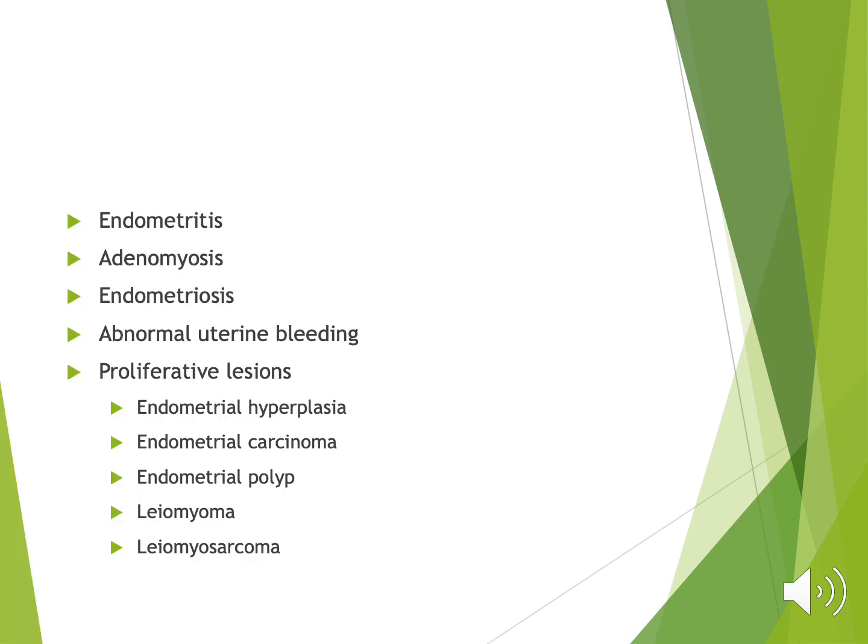Today we will be discussing these entities: endometritis, adenomyosis, endometriosis, abnormal uterine bleeding, and some proliferative lesions, namely endometrial hyperplasia, endometrial carcinoma, endometrial polyp, leiomyoma, and leiomyosarcoma.